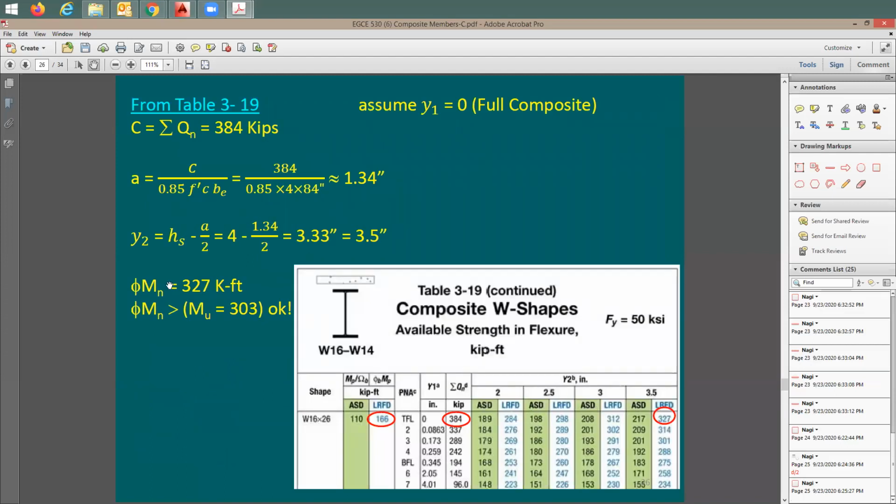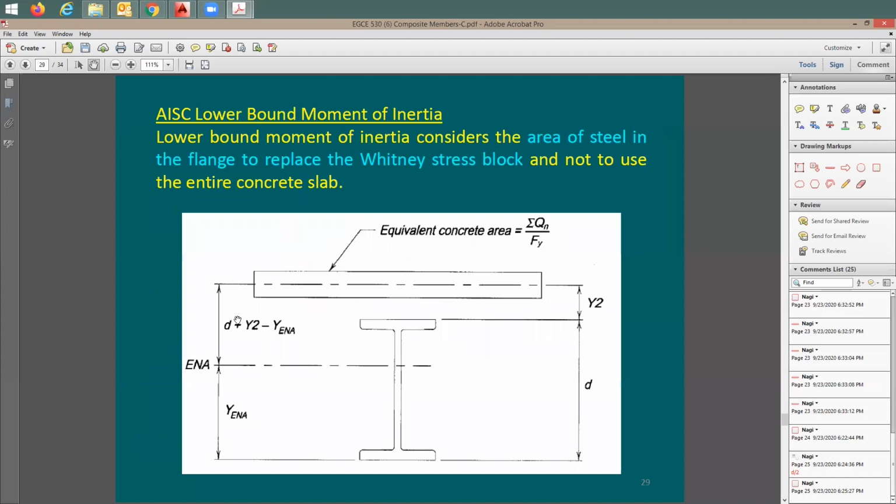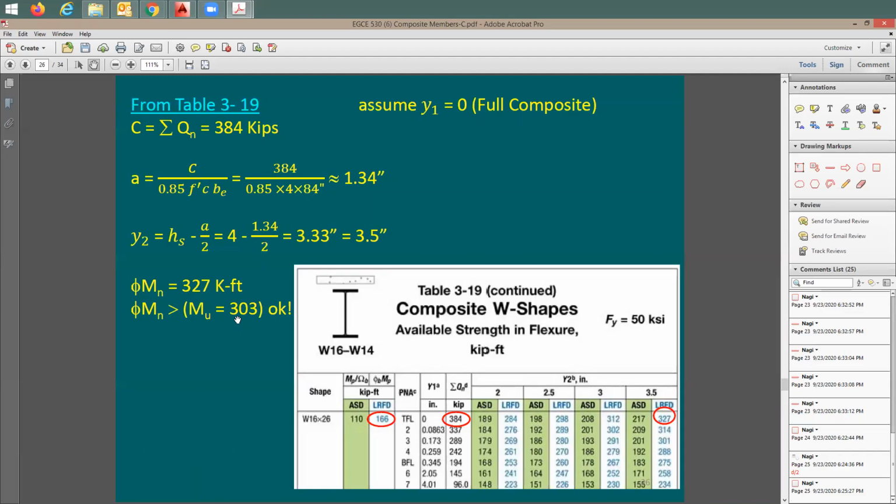I'm going to go here, 327 and M sub U, 303. So it's right there. Did you do here the deflection analysis? How can I do here deflection analysis? Where is the moment of inertia for the steel beam? Should I use the moment of inertia for the bare steel beam, or should I consider composite action?